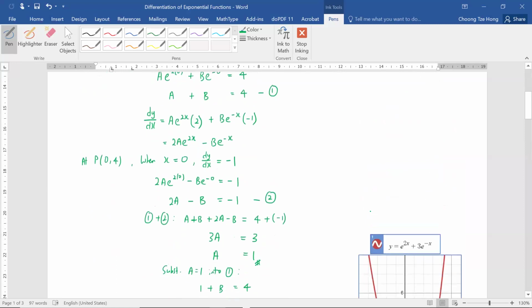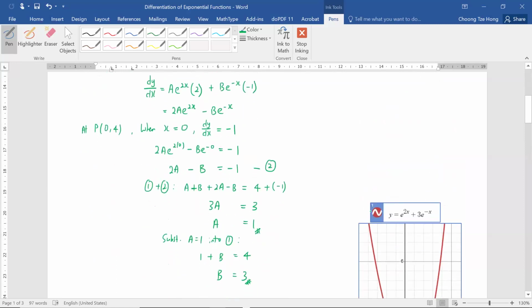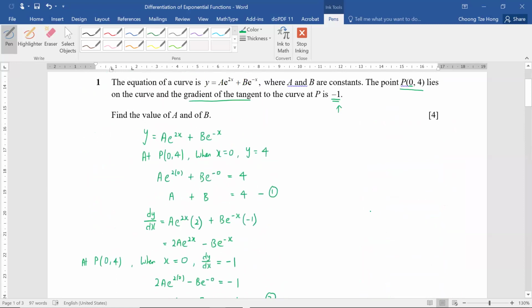Such a question like this is not too difficult. It's a 4-mark question. So always remember whenever you have two unknowns, then you think of forming two simultaneous equations, then you can solve it.